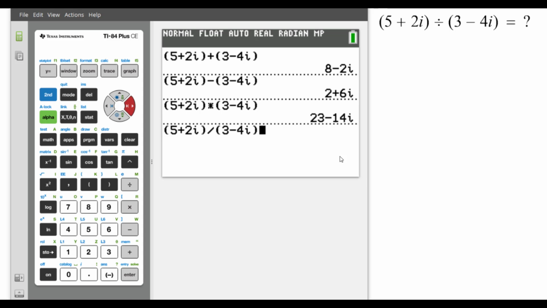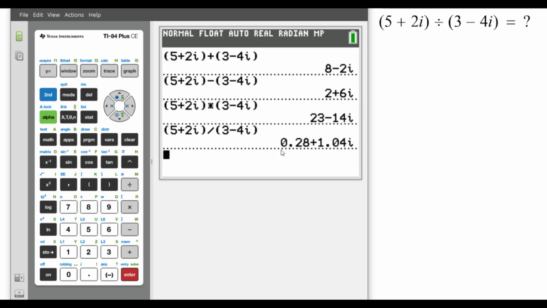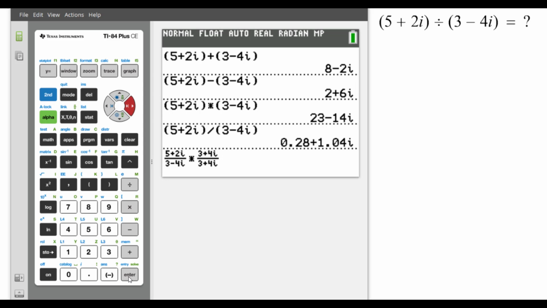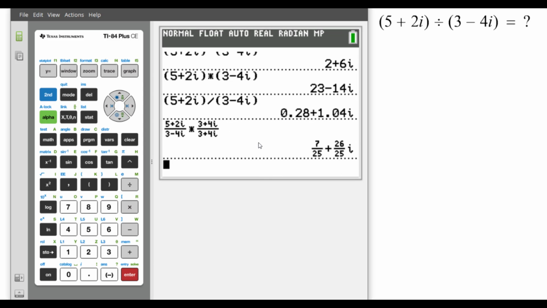Here we're asked to find the quotient. I'm not sure I like having decimals. I like to have fractions here, so let's look at this two other ways. Here I used the fraction template to type this as a quotient and multiplied it by 1 in the form of the conjugate of the denominator divided by itself to so-called realize the denominator. Press enter, and I like this answer much, much better.